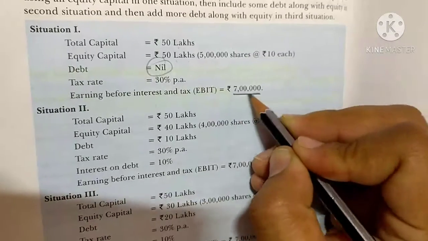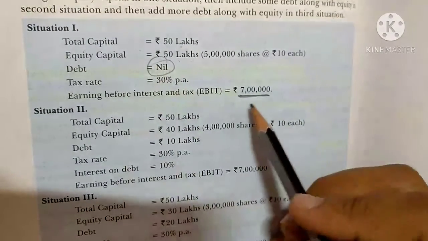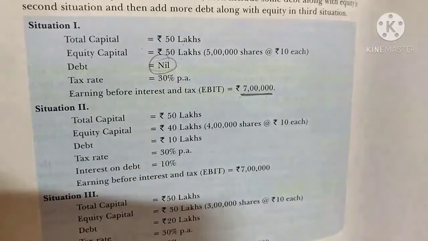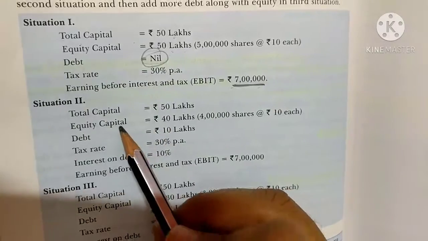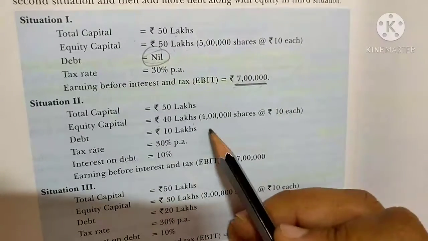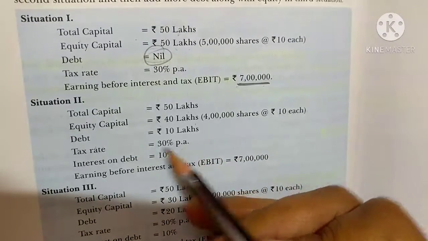That is how much? 7 lakh. Okay, so that time total capital was 50 lakh and EBIT was 7 lakh, and that time debt was nil. In second situation we have seen, now total capital is same 50 lakh, but this time with equity capital we have taken debt also. Equity capital rupees 40 lakhs, in which 4 lakh shares of rupees 10 each, and we have taken 10 lakh debt also.